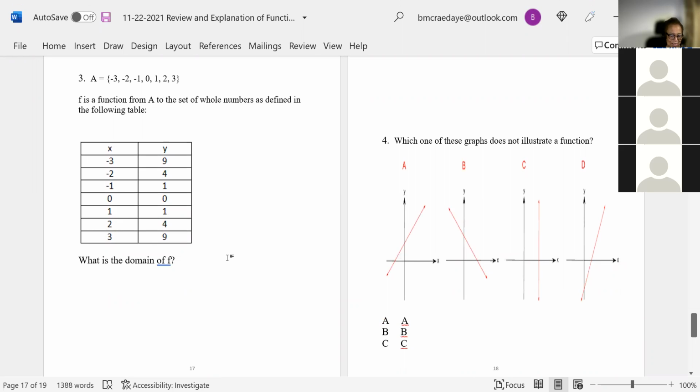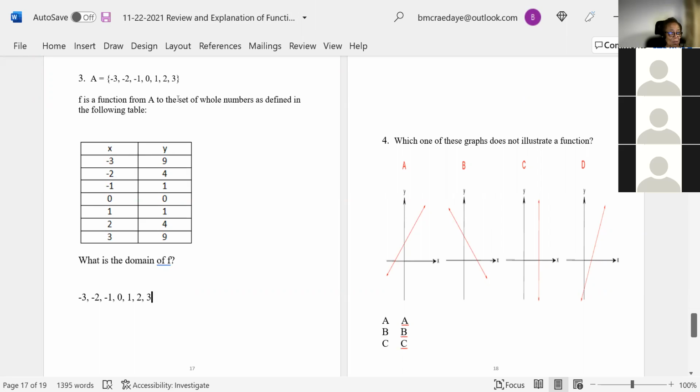It's the X value. So what are the X values? -3. What's the next one? -2. Don't forget the -2, Audrey. What's the next one? -1, 0, 1, 2, 3. That's it. Domain is just look in your table, all your X values.